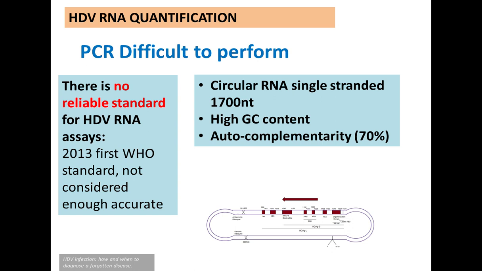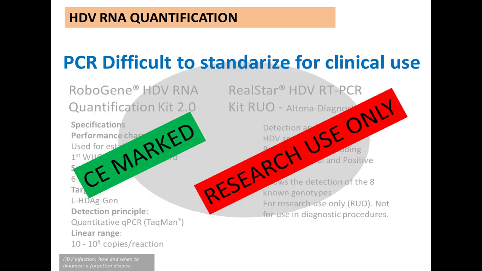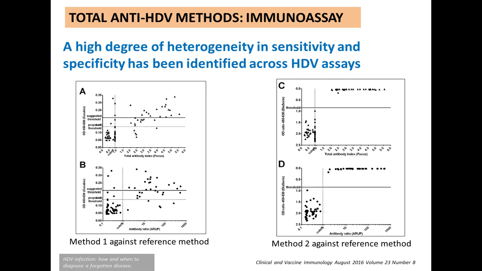So there is another problem, which is that currently there is no reliable standard for Delta virus RNA quantification assays, as the current WHO standard that was released in 2013 is currently considered not to be accurate enough. Regarding clinical use of RNA detection and quantification, it's important to choose a kit for RNA quantification that should be assessed as to whether it is prepared for clinical use.